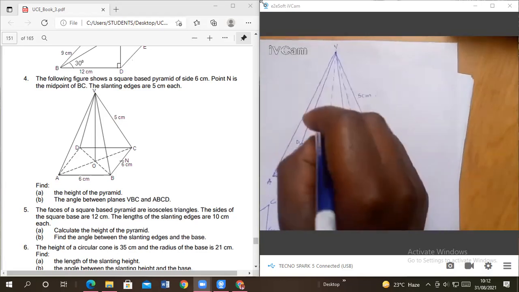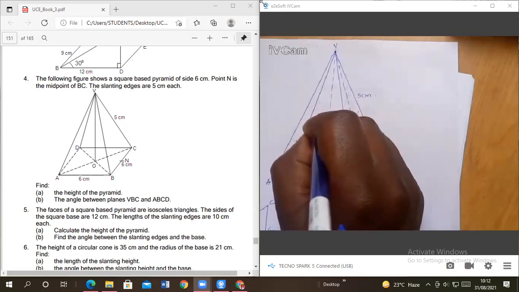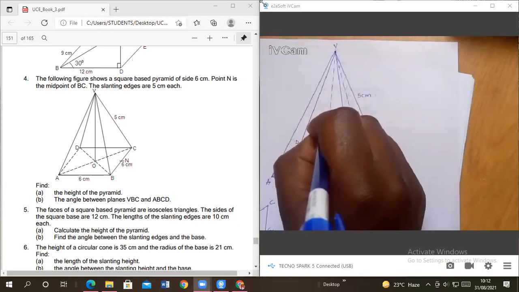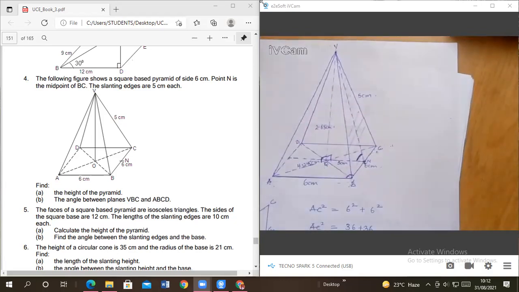2.65 centimeters. You guys, you are very bright. 2.65 centimeters. That is the height of that pyramid. So now we have this triangle inside. Our triangle is ONV. Are you seeing that triangle inside?